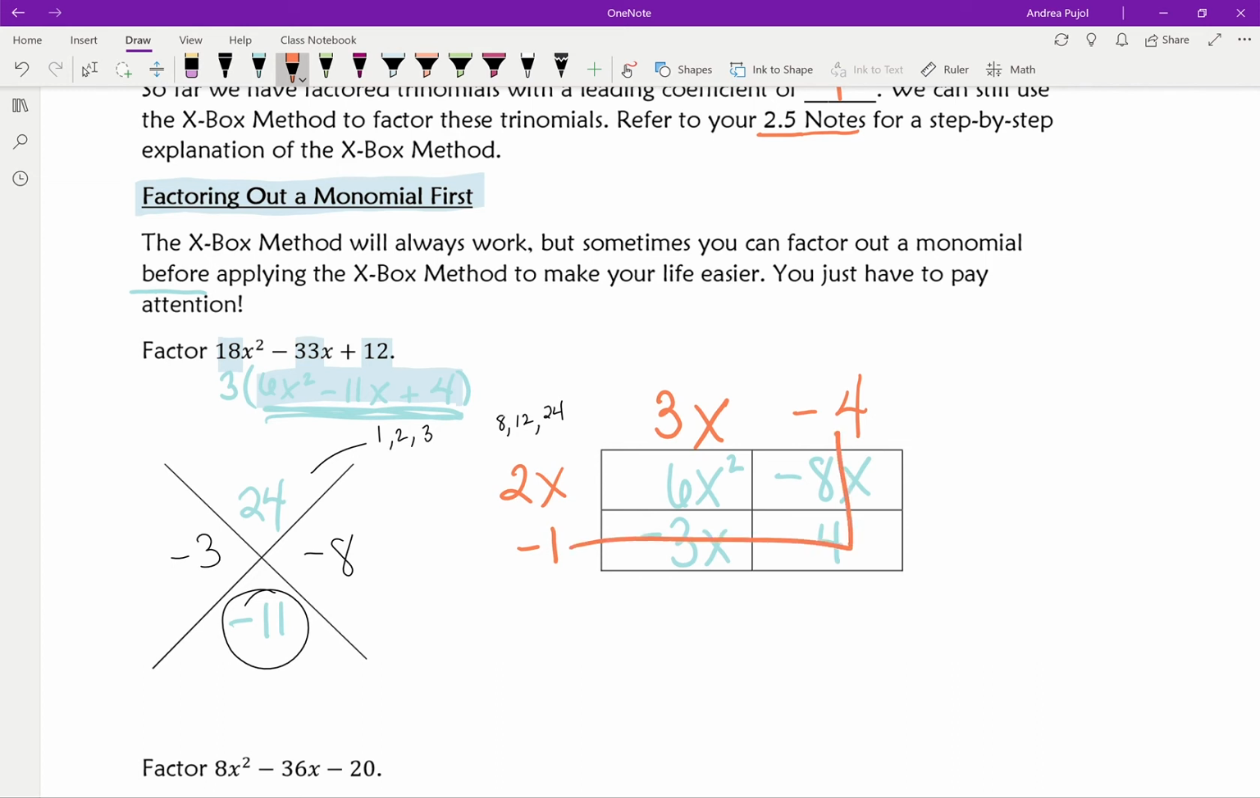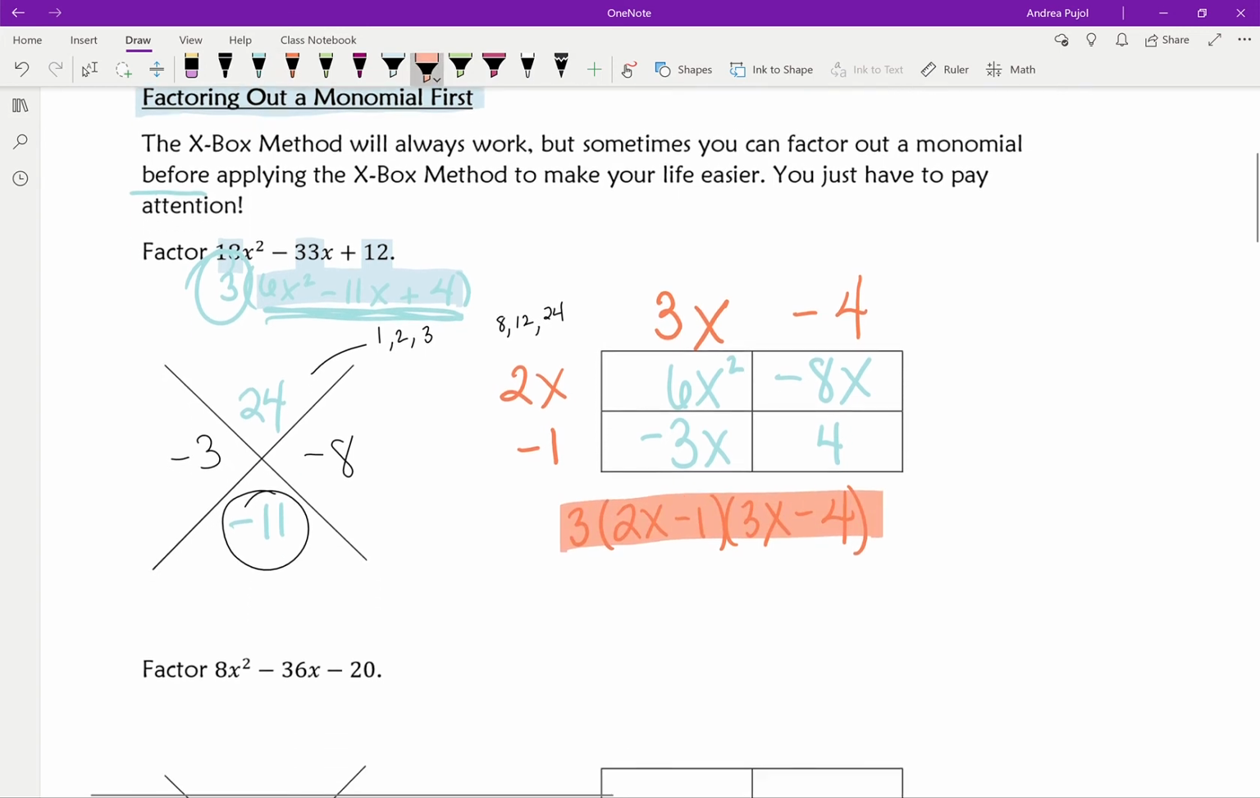So negative 1 times negative 4 is positive 4, and negative 1 times 3x is negative 3x, and so on and so forth. My answer here is going to be 2x minus 1 times 3x minus 4. And this is a lot different than what we would have gotten if we had said x minus 3 times x minus 8, which was not correct. Again, we can always check our answer by distributing and seeing what we got originally. But because I factored out a 3 in the beginning, I have to attach that to my final answer. So this 3 will go here, and that is my final answer.